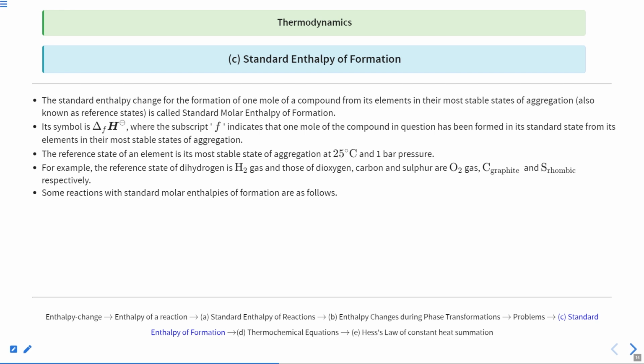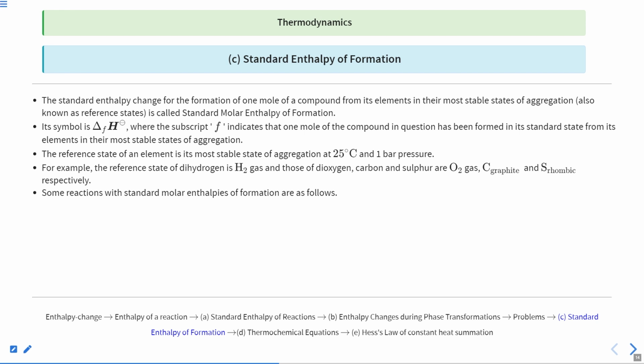Suppose we have to form CH4. What are the elements that are involved? We have carbon and we have hydrogen. What do we take? We will take the most thermodynamically stable form of carbon at standard condition. Similarly, we will take the most stable form of hydrogen at standard condition. That is called the reference state or the standard state.